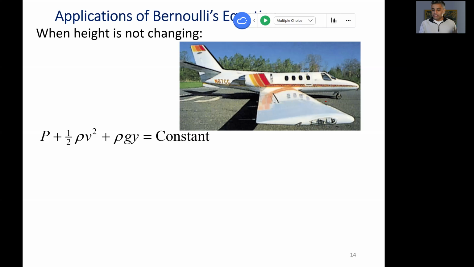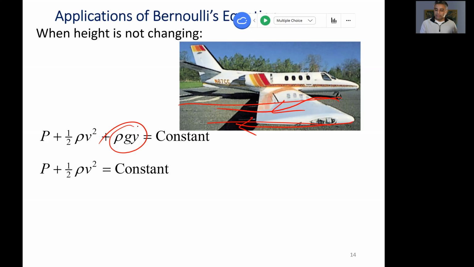So when it is just running on the runway, its height is not changing. So is the plane fluid here? It's not. What is fluid? It's the air that's flowing from the top and bottom of the wing. And the wing is set in such a way that the speed is higher on the top than on the bottom, okay? So since height is not changing here, the fluid is flowing just horizontally, which means we can forget about y, and I can write like this.